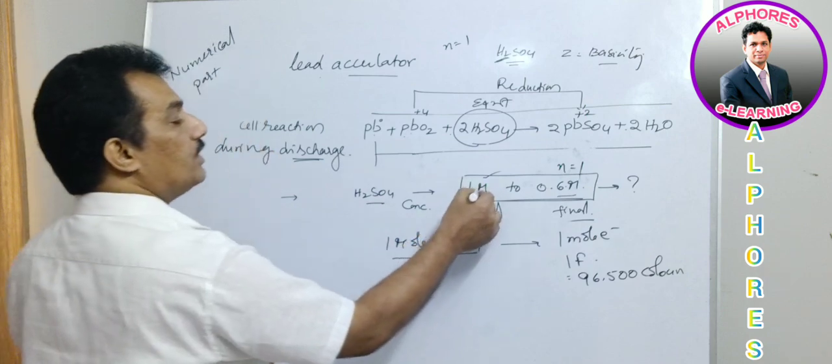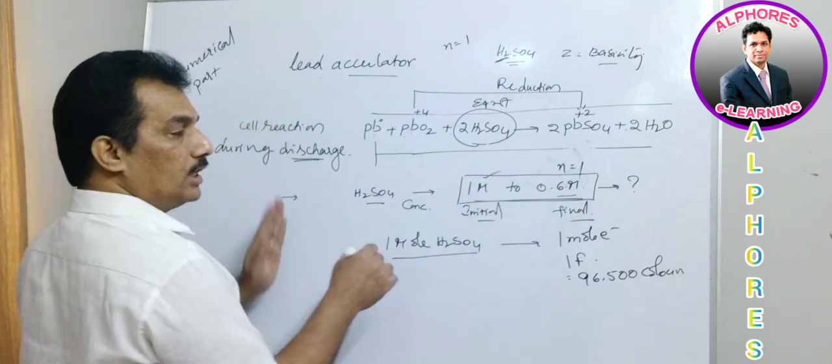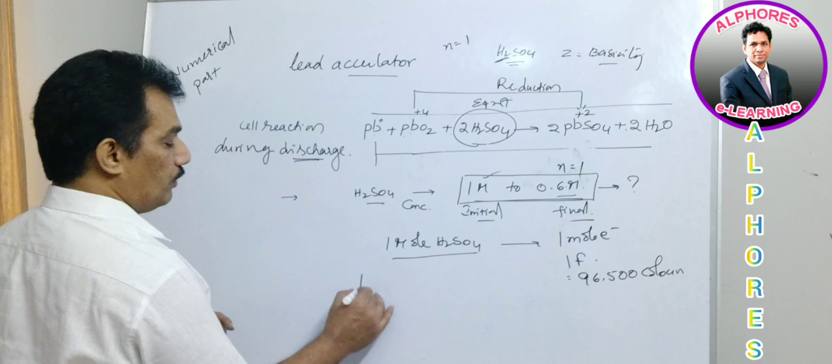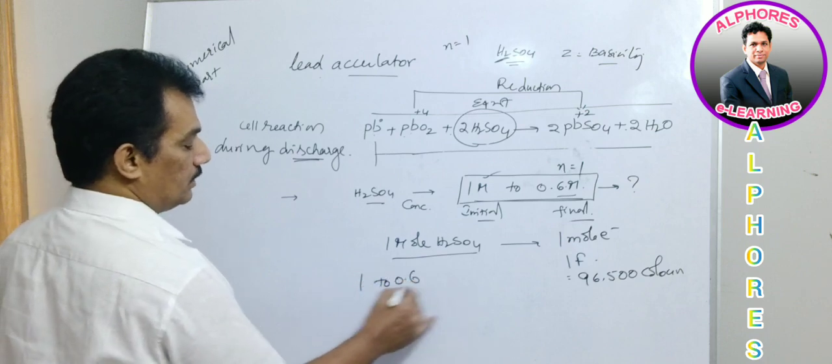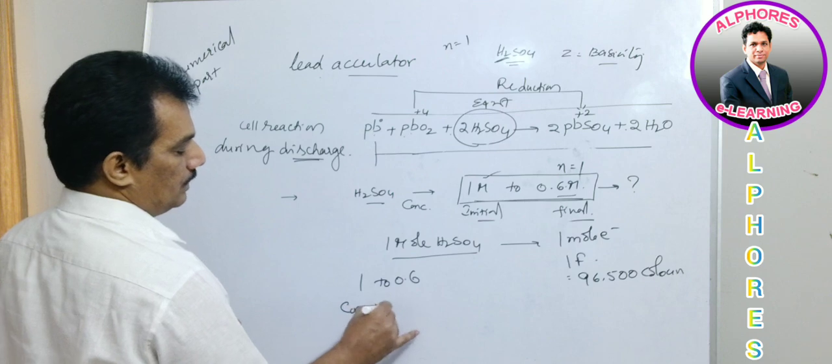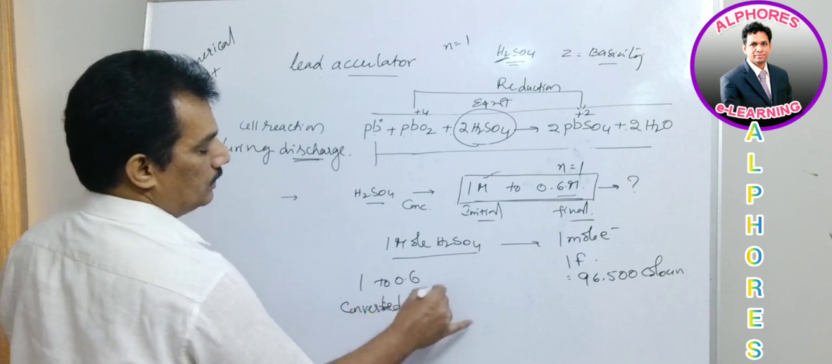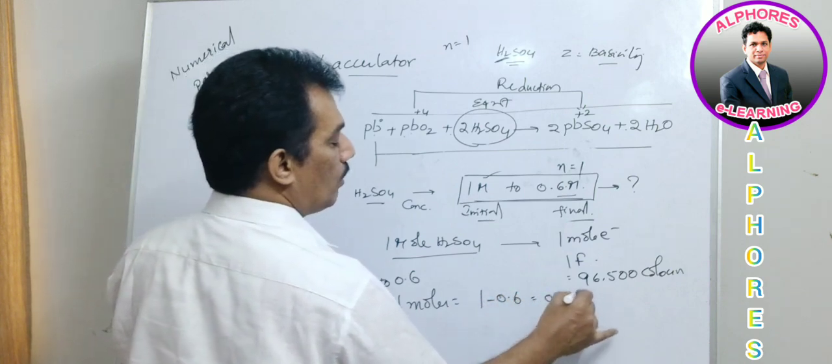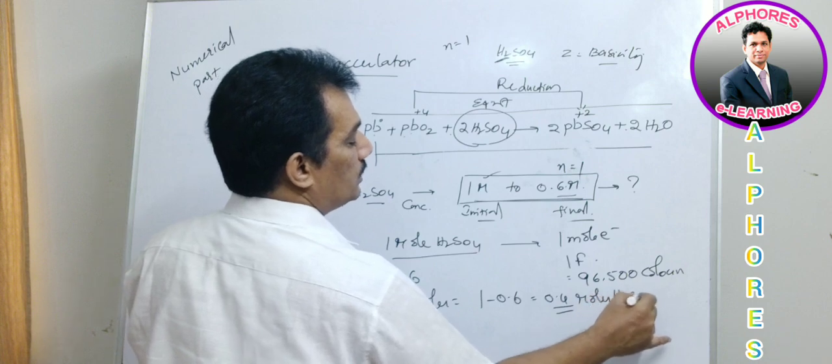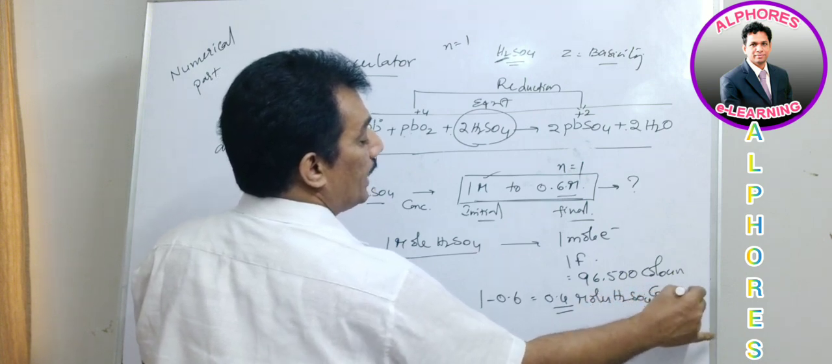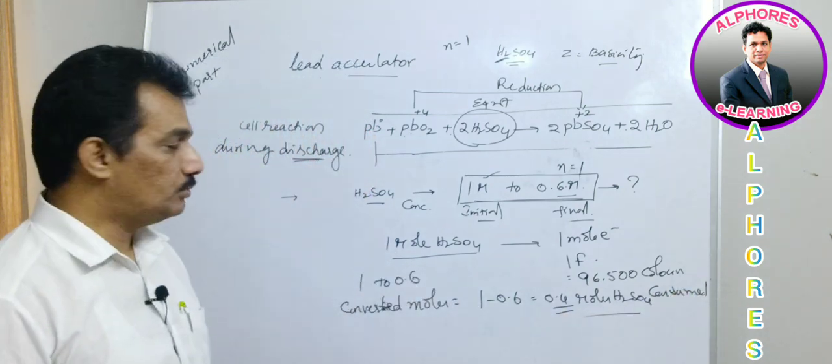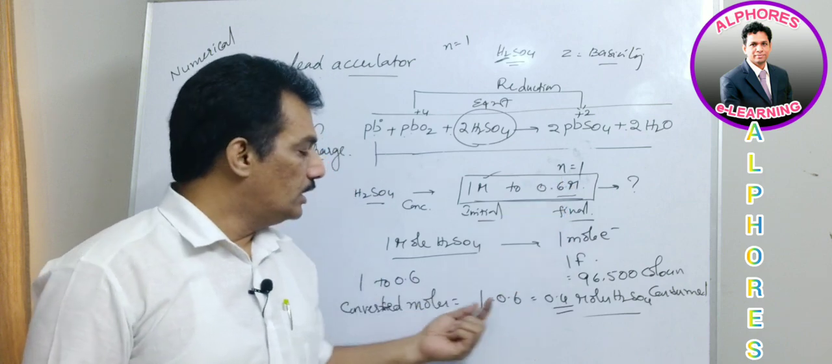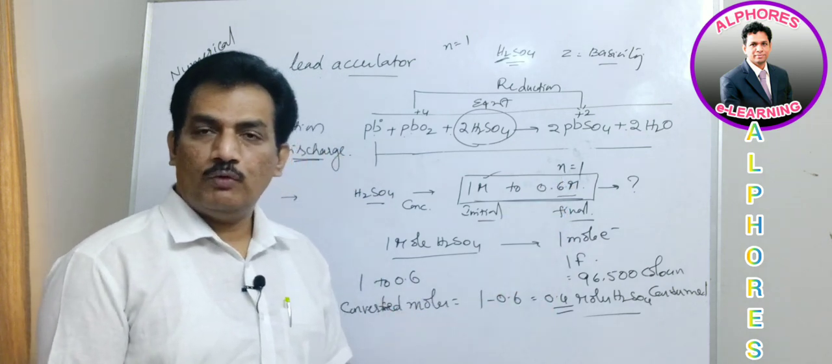Clear? And now it is given that from 1 molar to 0.6 molar, the conversion happened. How much is the molarity changed? How many moles changed? It is 1 to 0.6. That means the converted moles is equal to 1 minus 0.6, that is 0.4 moles of H2SO4 consumed during the reaction. Just observe, initial concentration 1 molar, final concentration 0.6 molar, and in between these two, how much H2SO4 is consumed?